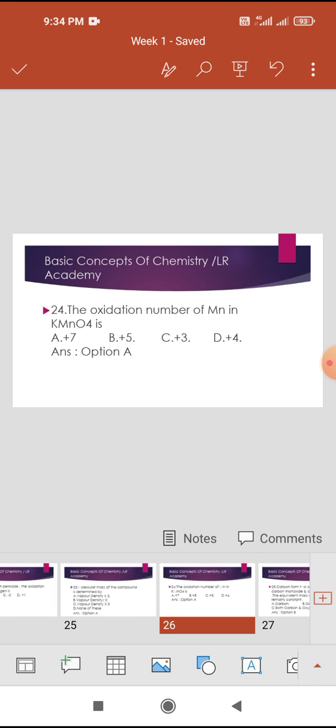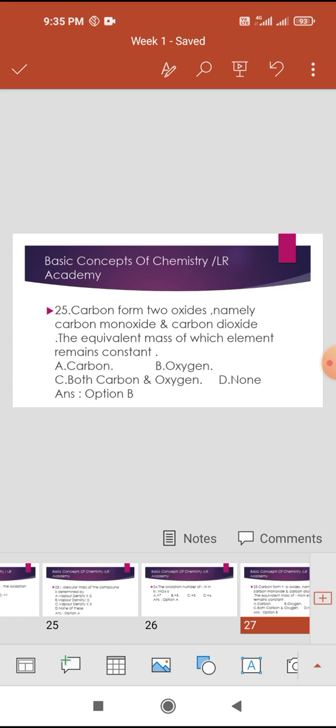Question number 24. The oxidation number of Mn manganese in potassium permanganate KMnO4 is option A plus 7, option B plus 5, option C plus 3, option D plus 4. The oxidation number of manganese in KMnO4 is, the right answer is option A plus 7.